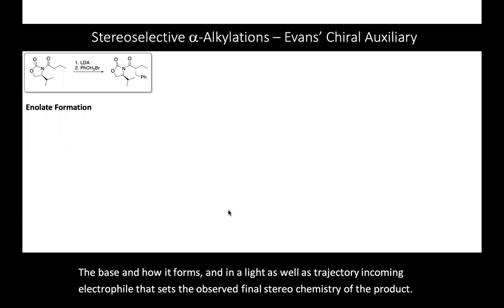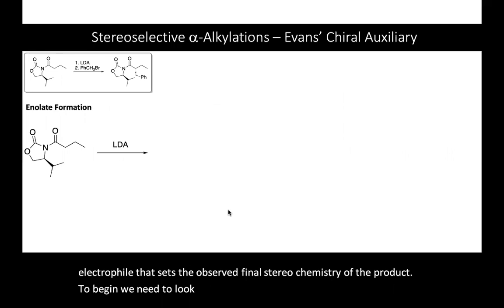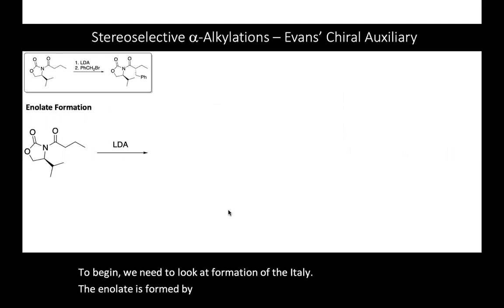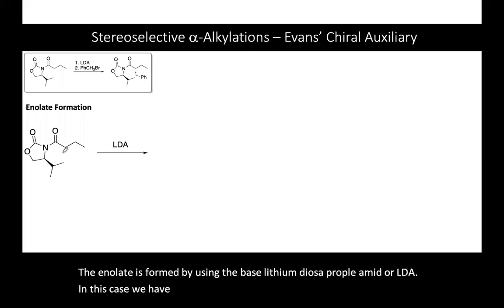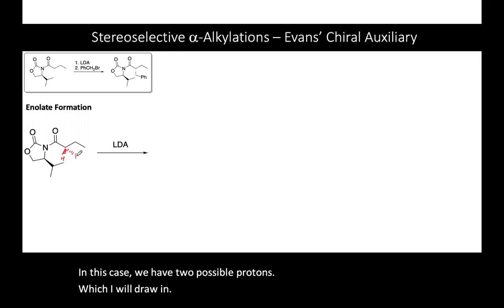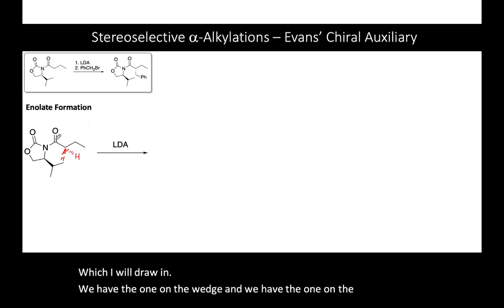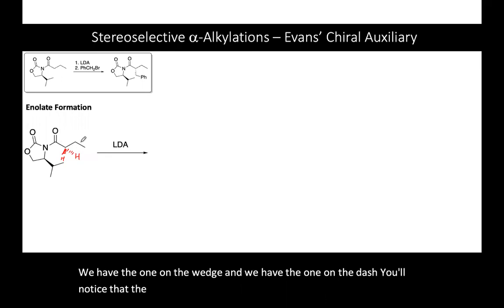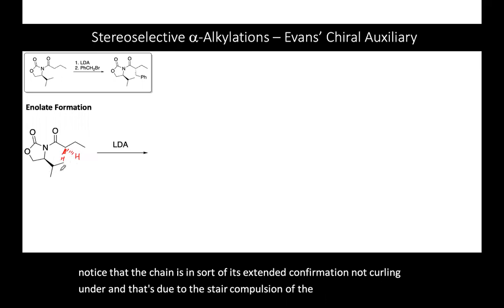To begin, we need to look at formation of the enolate. The enolate is formed by using the base lithium diisopropylamide, or LDA. In this case, we have two possible protons, which I will draw in. We have the one on the wedge and we have the one on the dash. You'll notice that the chain is in sort of its extended conformation, not curling under, and that's due to the steric repulsion of the isopropyl group on the chiral auxiliary.